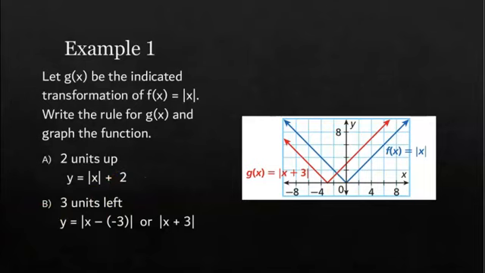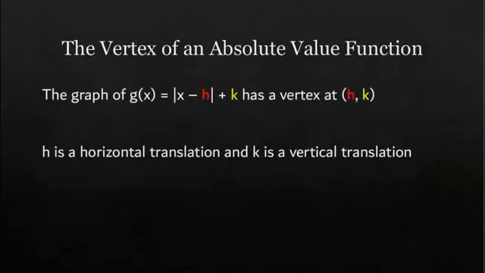Okay, let's talk about the vertex and what these transformations mean when we're translating it left and right or up and down. If I have a horizontal translation by h units, that will move the vertex to the x value of h. And notice when it goes into the function, this is a horizontal translation, so you subtract h from your variable. So it looks like x minus h. And then k is a vertical translation.